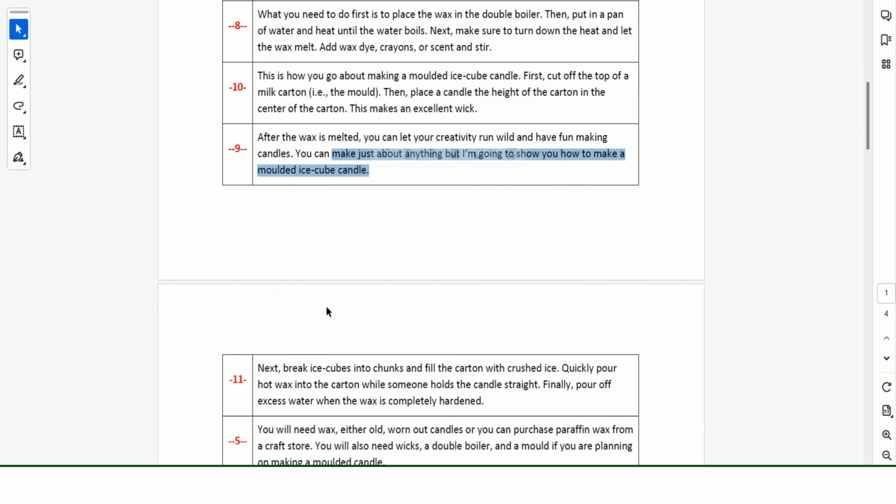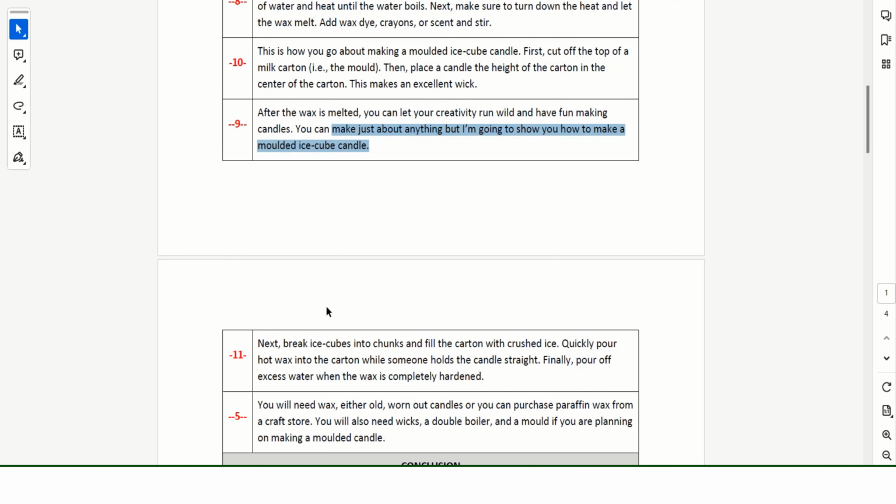And then you have a look at number 10 and number 11 here. Okay. Why is this not number 10?